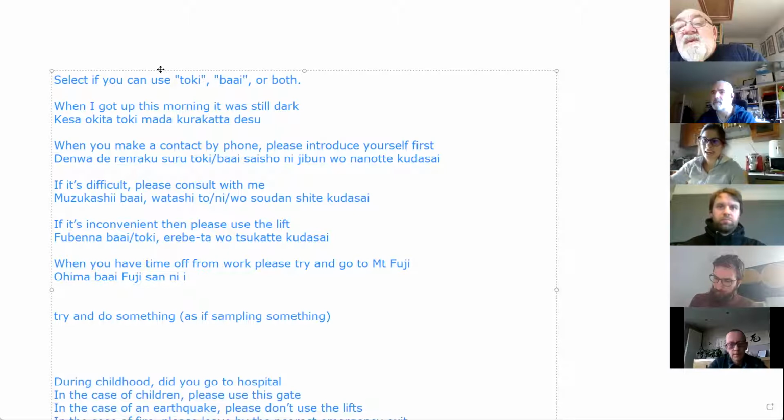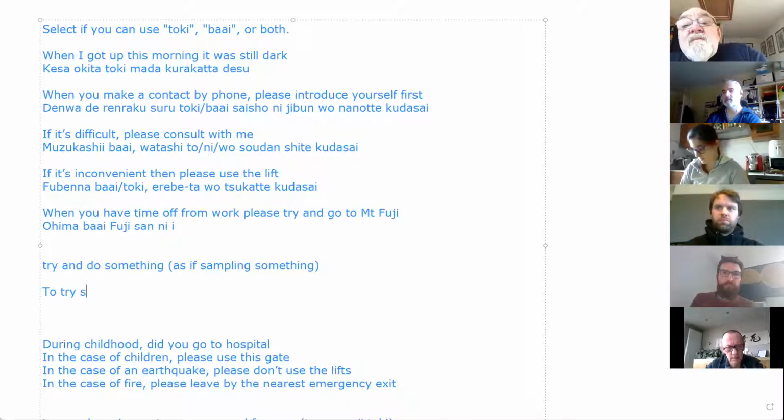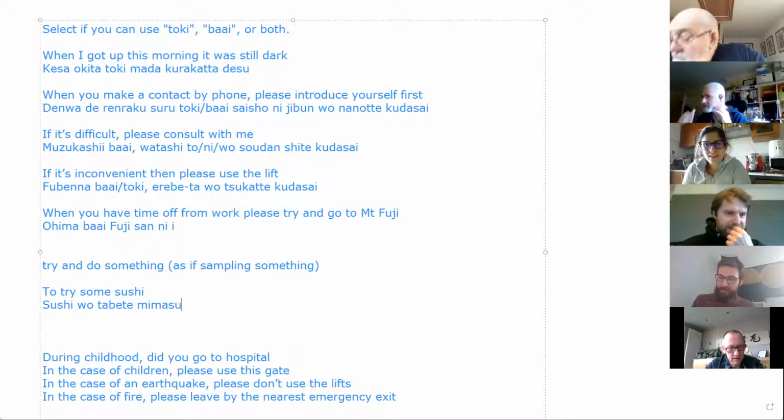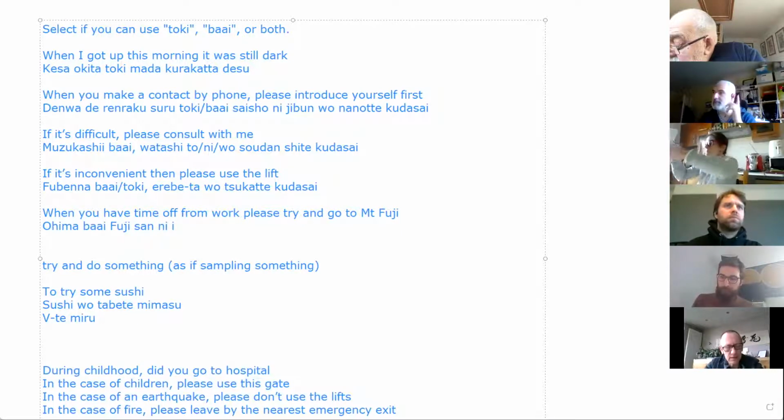So the model sentence I want you to remember is to try some sushi, and this should hopefully automatically bring back the memory of this. Sushi o tamesu, man. That's not tamesu. That means to test some sushi, like to ask it some questions and see if it knows the answers. It's sushi o tabete mimasu. So this is the model sentence. So we put the verb that we're going to try and do into the te form, and then follow it with miru. Itte mimasu. Itte mimasu, exactly.